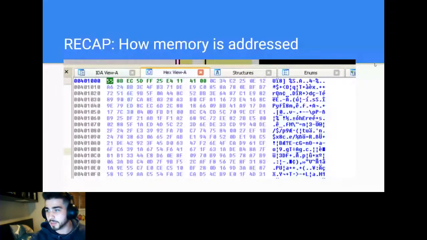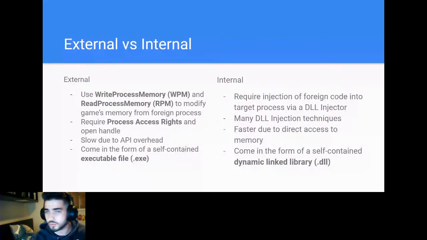External cheats, as I mentioned, use the ReadProcessMemory and WriteProcessMemory Windows wrappers in order to modify a game's memory. It requires process access rights and an open handle to the process. That's important, especially in terms of anti-cheat detection, because when you've got an open handle saying you're allowed to read and write memory from the process, it's really obvious that your process is modifying that game in some way.